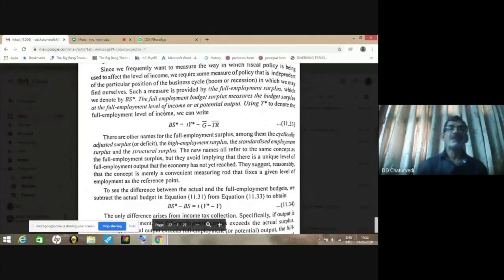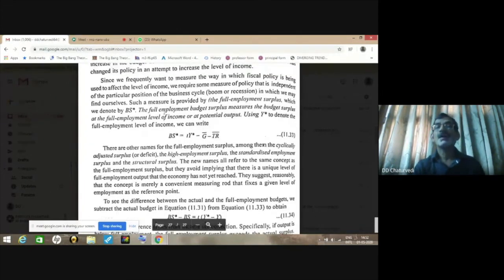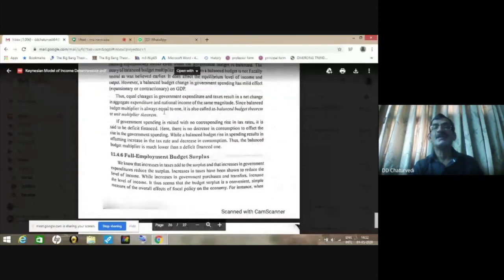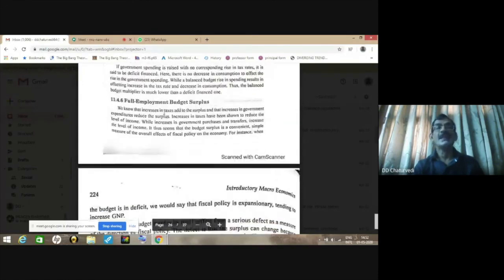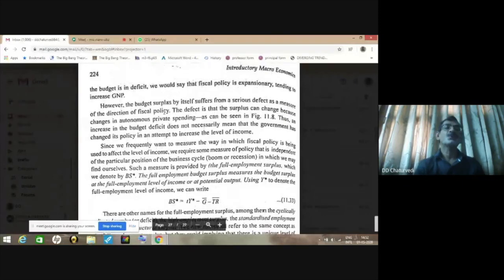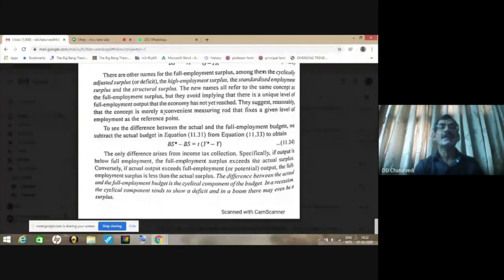And when you subtract equation 11.31, which is showing the budget surplus on page number 221, from equation 11.33, which is shown on page number 224, you get budget surplus star minus budget surplus is equal to T within bracket Y star minus Y. So this difference arises because of income tax collection, which is outside the bracket small t.